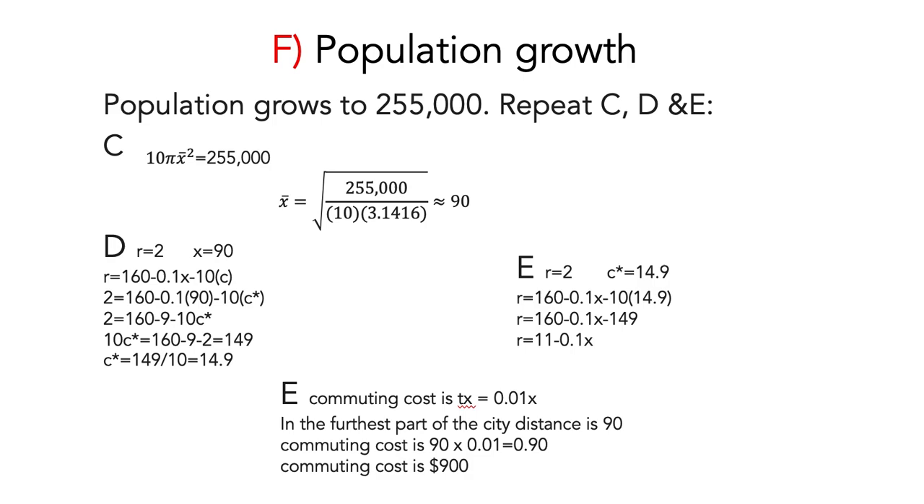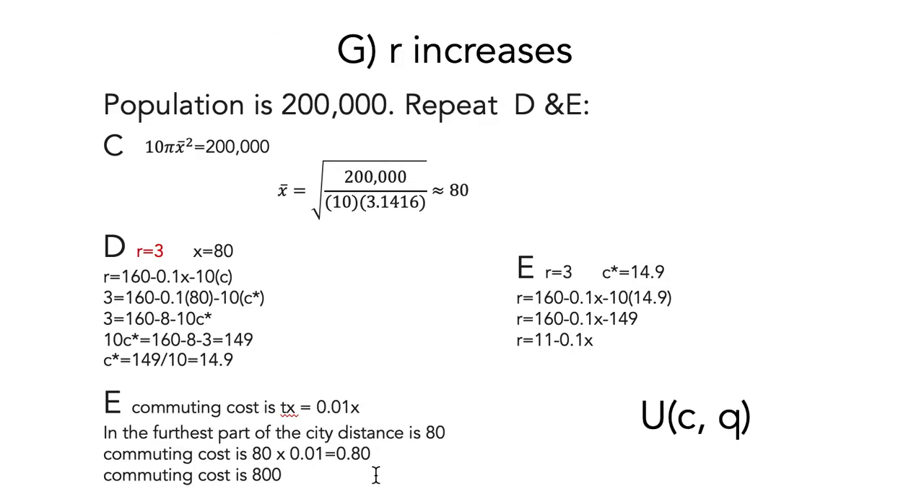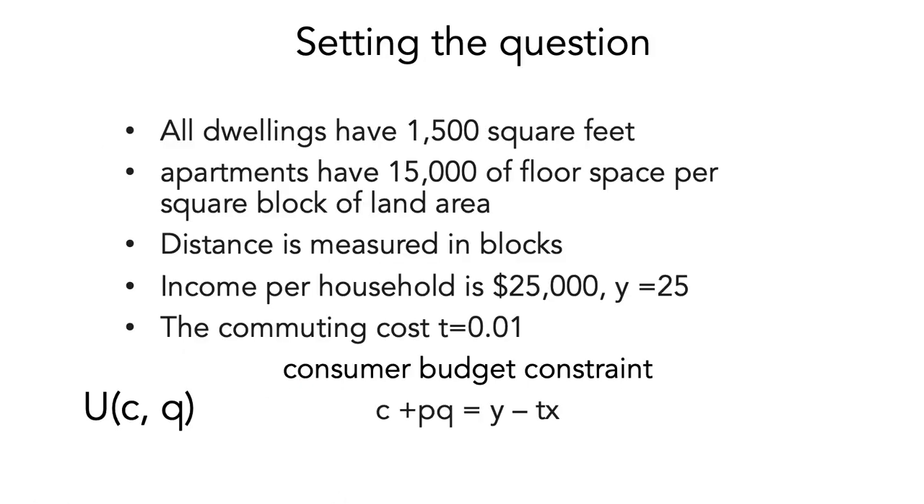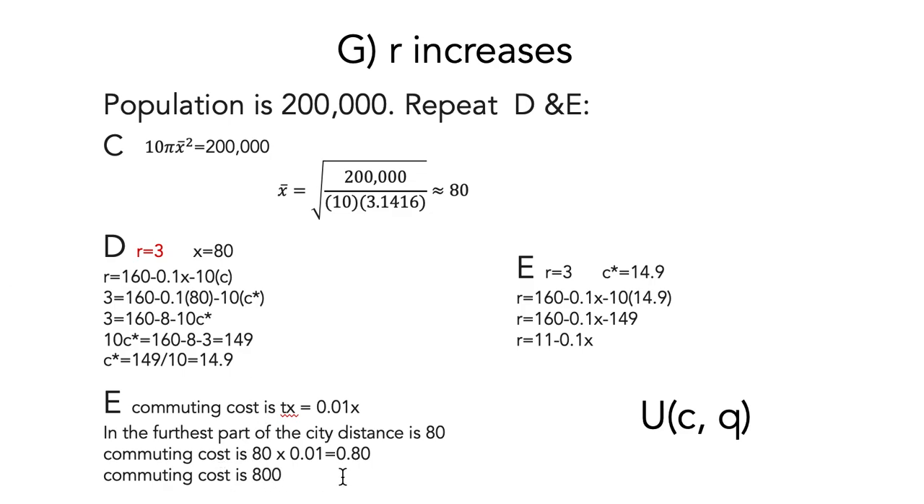Oh, did we calculate the commuting cost? I don't remember, but anyway, it's 80 times how costly it is per block. So it's 800. Okay, so for a minute, let me go back to the consumer budget constraint. The income is 25, so 25 minus the commuting cost. When we had a population of 255, the commuting cost was $900. Now we have a cost of $800. So that means that the consumer is also better off.